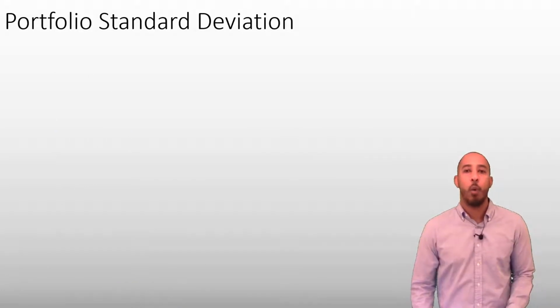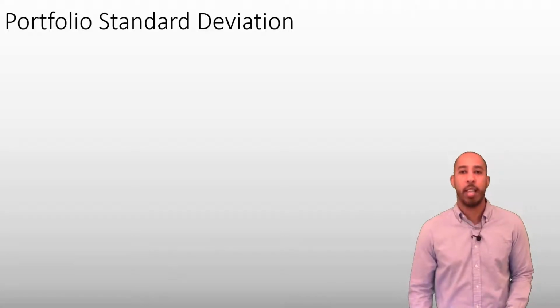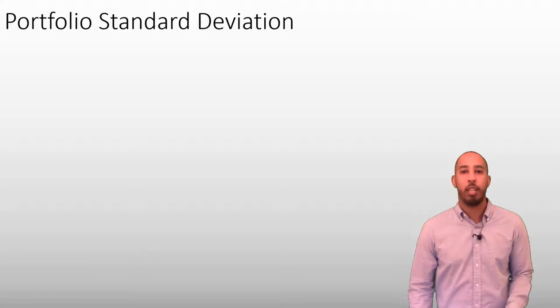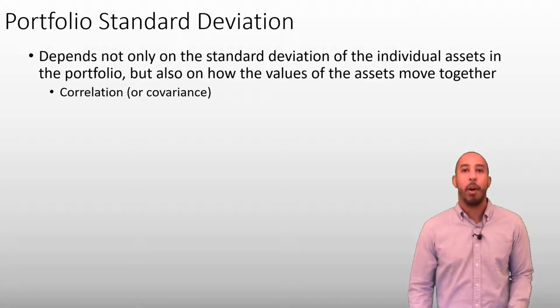Next, we need to develop a way to measure the risk of a portfolio. That's going to be portfolio standard deviation. For portfolio expected return, we can simply weight the individual returns by its percentage composition in the portfolio. But for portfolio standard deviation, it's not quite that simple. The portfolio standard deviation will depend on not just the individual security standard deviations, but also how the securities move together over time. This will be represented by the correlation or covariance.